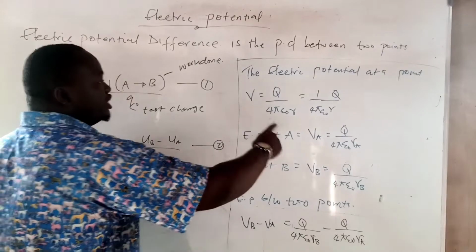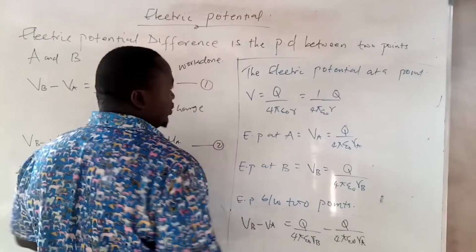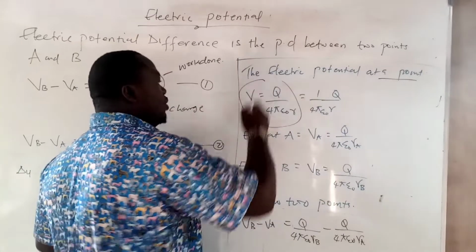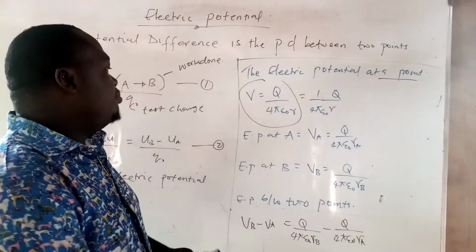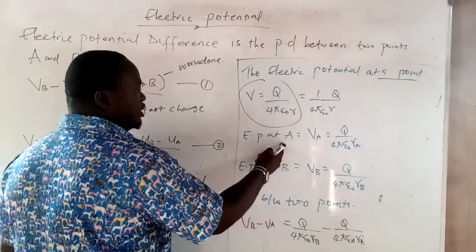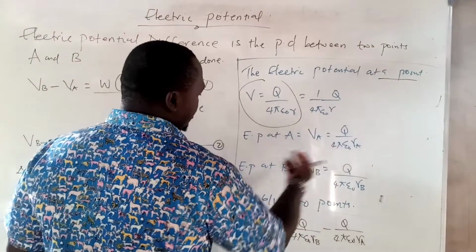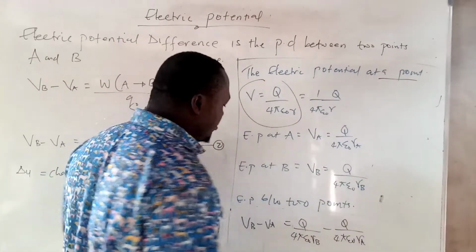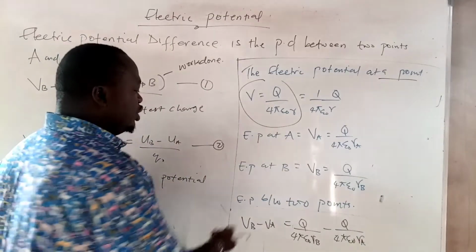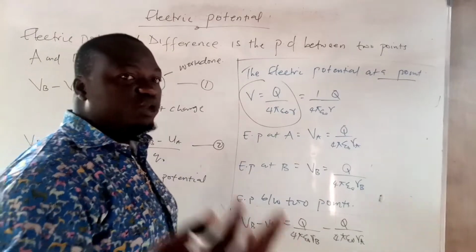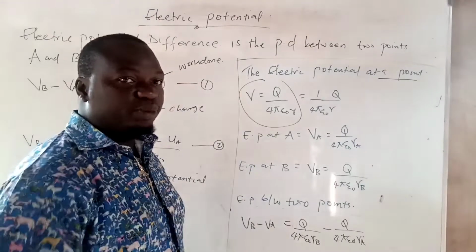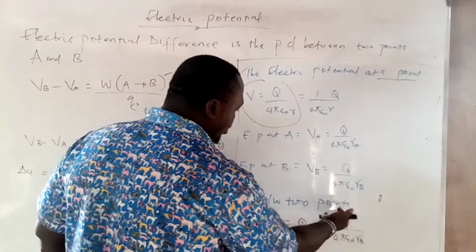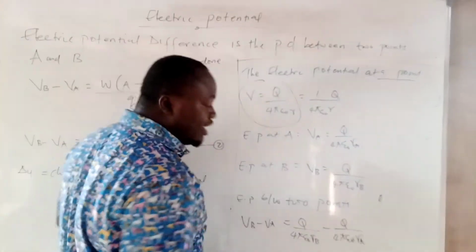Now, the electric potential at a point, we're talking about a single point. This is the formula for it when we are talking about 1 point. It can be the electric potential at point A, or the electric potential at point B. When we are dealing with only one single point, this is the formula. Now, the electric potential between 2 points. Remember I said we will do between 1 point, between 2 points, between 3 points, between 4 points. So let's continue. The electric potential between 2 points, this is the formula for it.